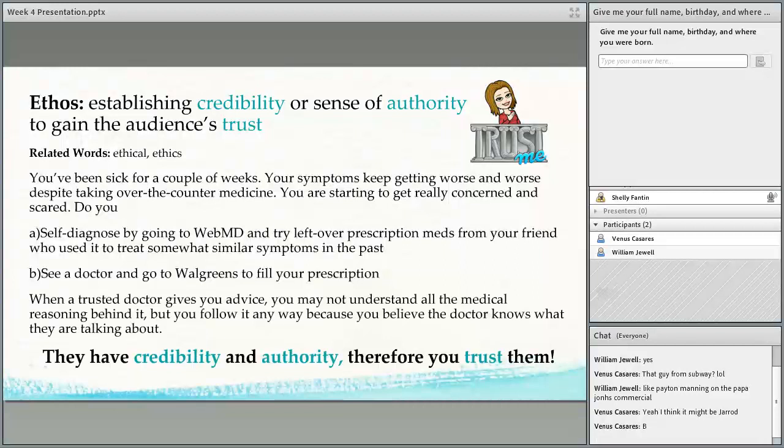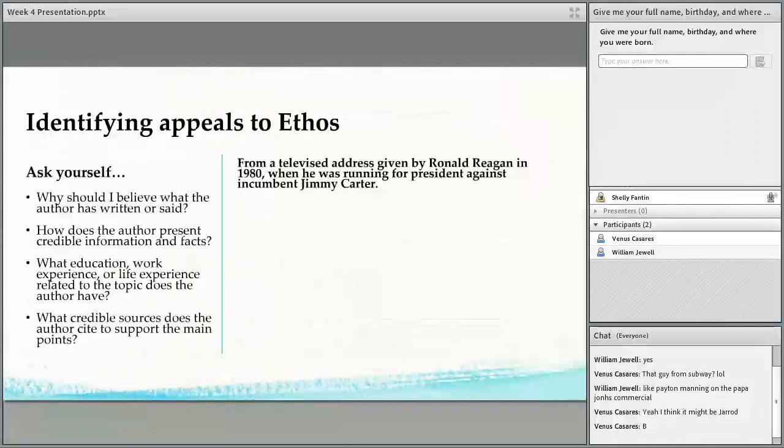All right? When a trusted doctor gives you advice, you may not understand all the medical reasoning behind it, but you follow it anyway because you believe the doctor knows what they're talking about. Right? All right, so let's look and see if we could find the appeals to ethos in this paragraph, okay?